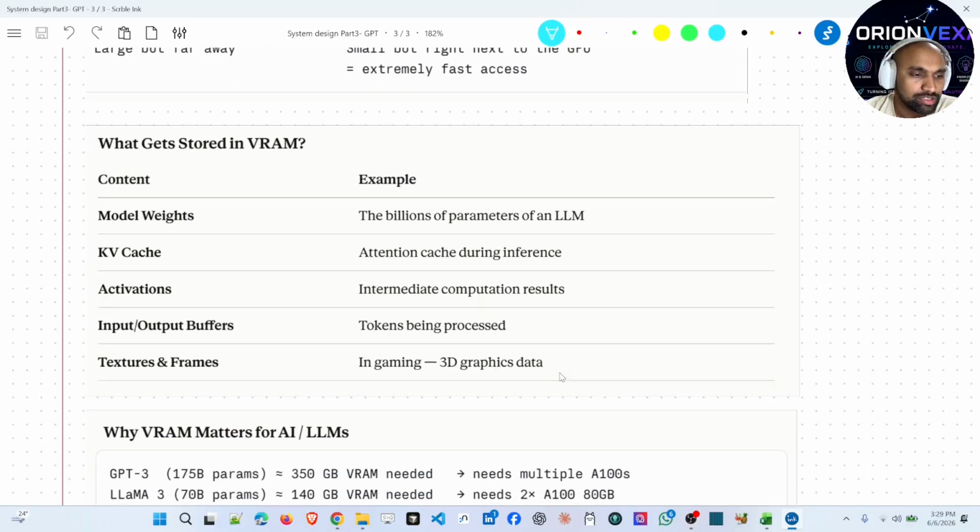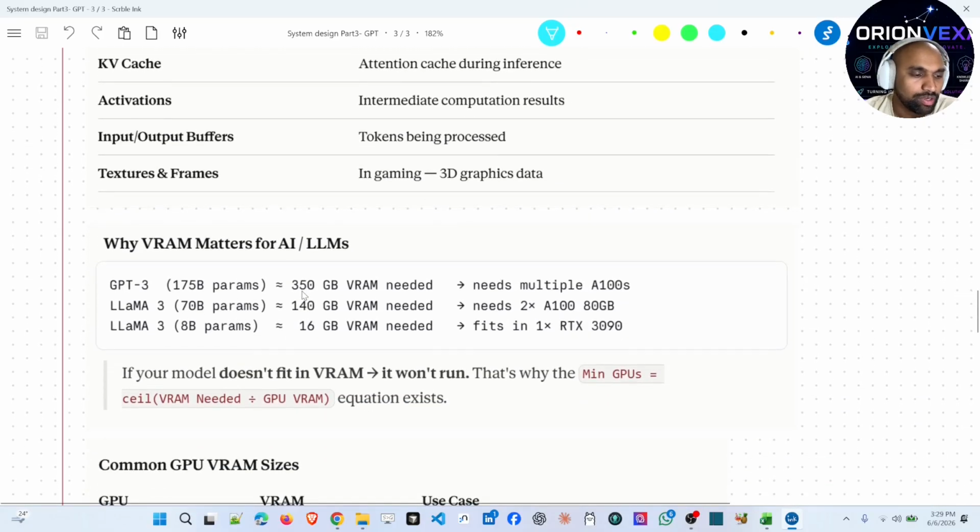Okay, what gets stored on VRAM? These are the contents stored on the VRAM: model weights, key value cache, activations, input output buffers, and textures and frames. The textures and frames are for gaming and 3D graphics. In our case, these are the parameters: model weights, key value cache, activations, and input output buffers. And why does VRAM matter for AI and LLMs?